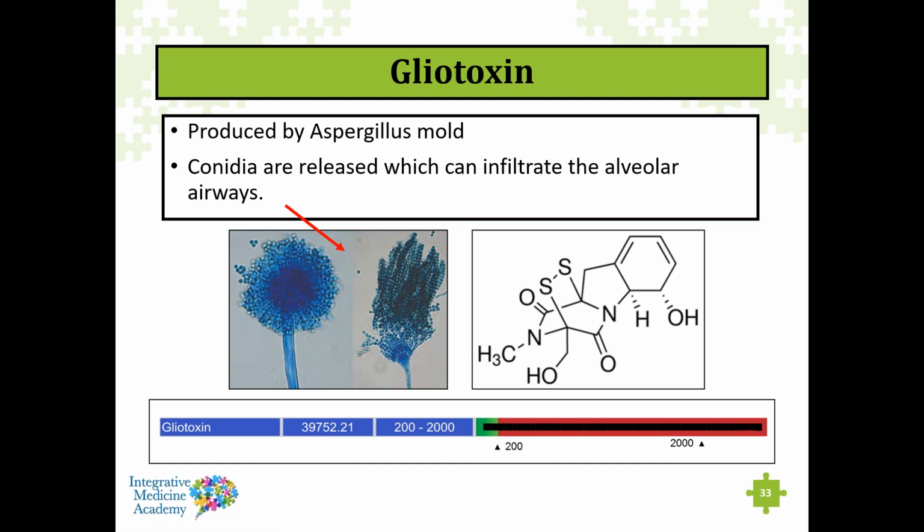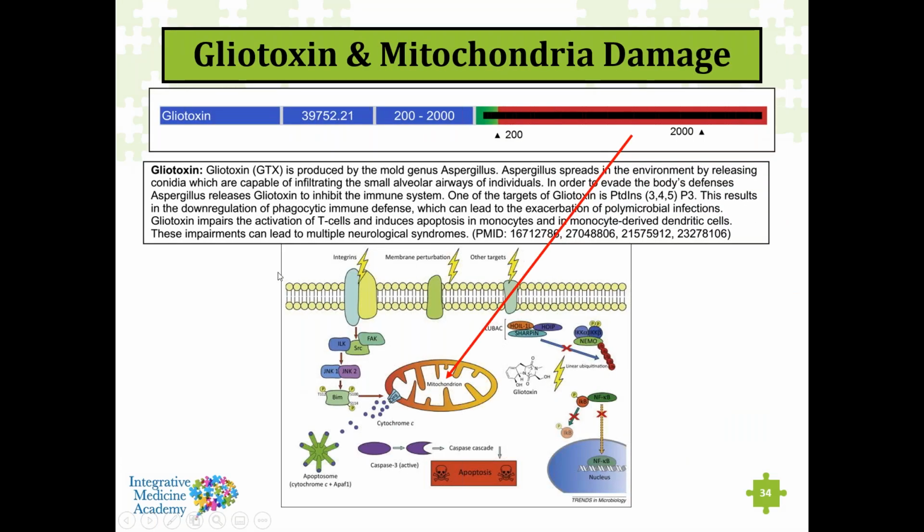Gliotoxin is another toxin produced by Aspergillus mold. You can see in this particular case, the level is extremely high. This is the highest I've personally ever seen. And one of the problems with gliotoxin, as I mentioned before, is that these things can deplete glutathione. Well, gliotoxin is a major damager of mitochondria. And one of the things you have to think about with regards to SIBO and chronic digestive issues is that mitochondrial dysfunction can also affect the function of the gut.